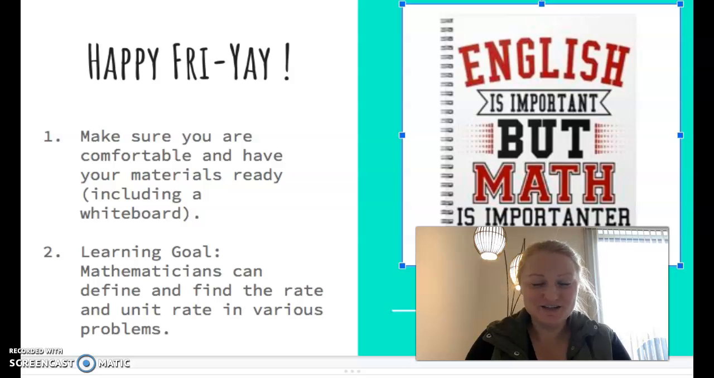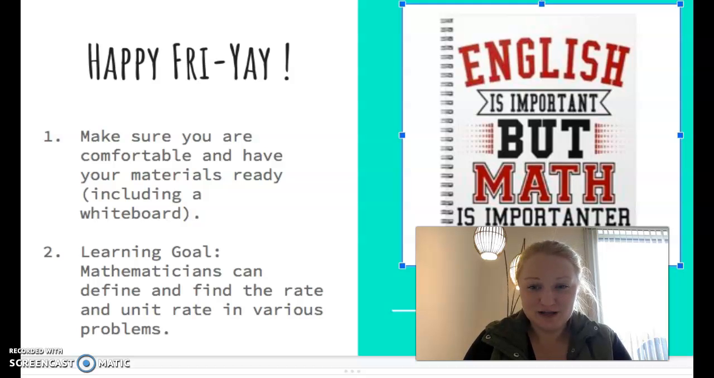We're going to jump right into our video for today, which is on rates and unit rates. So we're going to apply the things that we know about ratios and creating proportions to determine different rates. So make sure you're comfortable.